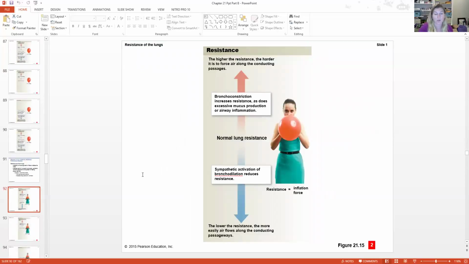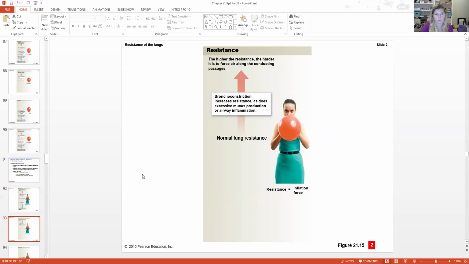So in normal lung resistance, you have this kind of static resiliency that's going on. But the higher the resistance, the harder it is for that air to pass along the conducting passageways. Things like bronchoconstriction can reduce the airways. The lower the resistance, the more easily that air will flow along the conducting passageways. Something like bronchodilation reduces the resistance, allowing for that air to pass through.